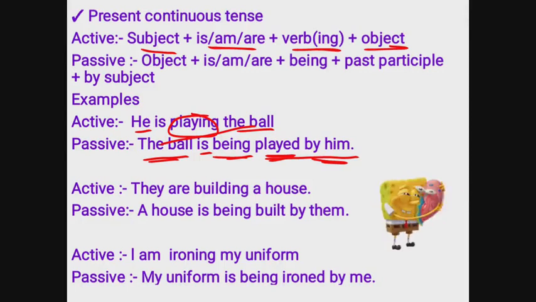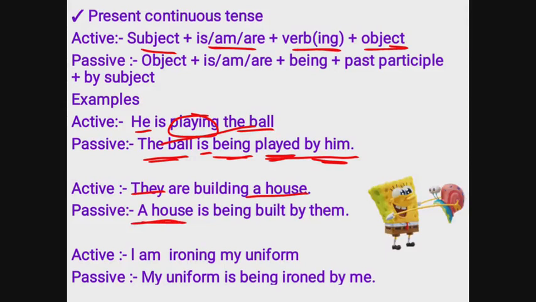Let's look at number 2. They are building a house. Let's change this now to passive voice. Step 1, your X rule. They are building a house. They is the subject, a house is the object. So first of all, in your passive voice, your object becomes the subject, a house.